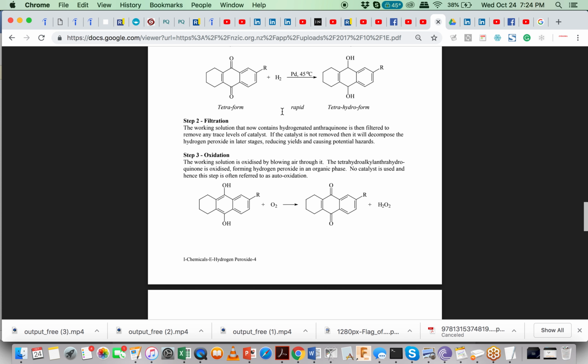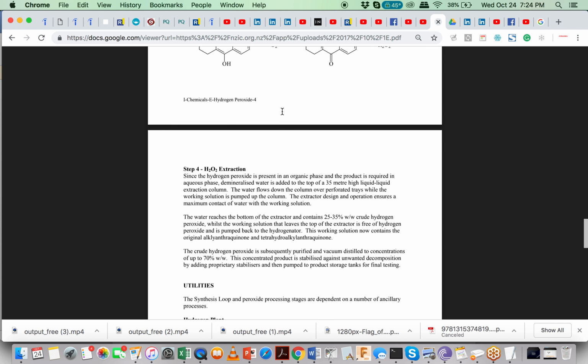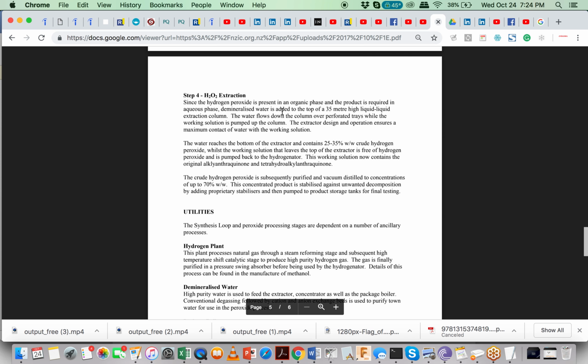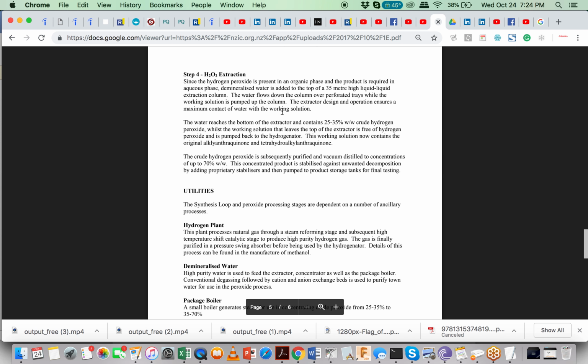The tetrahydroalkyl anthraquinone is regenerated, and the next step is extraction, since the hydrogen peroxide is present in an organic phase and the product is required in aqueous phase.